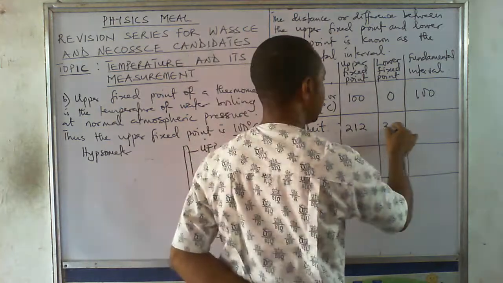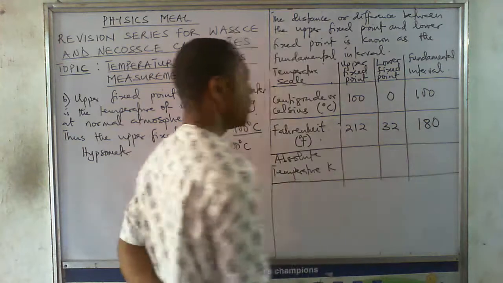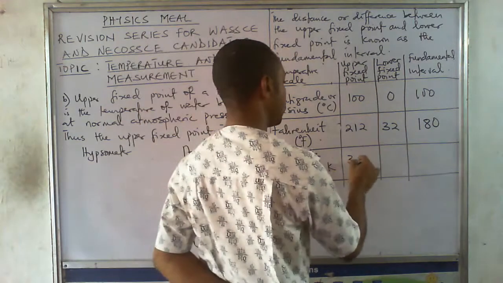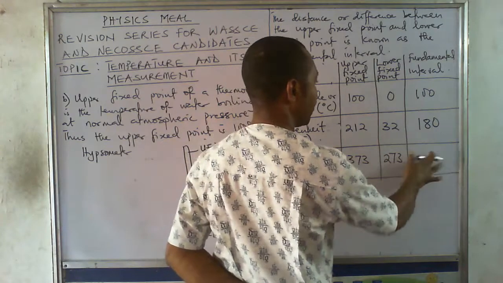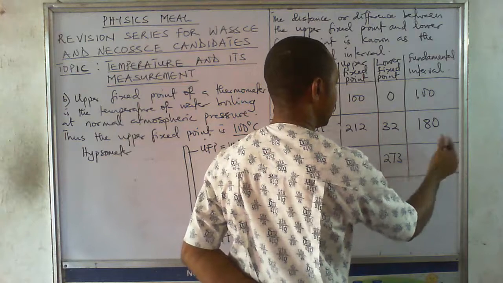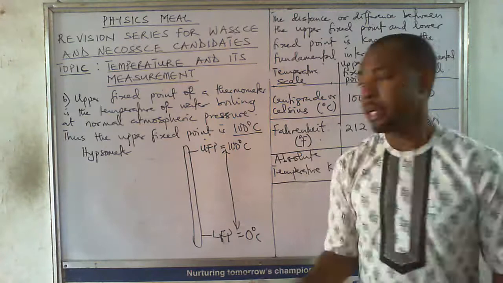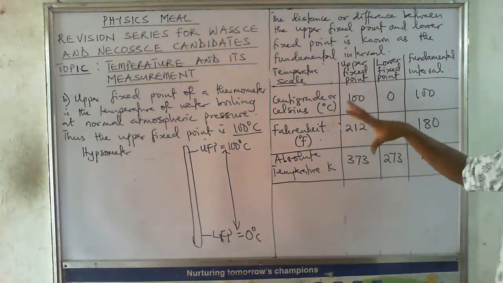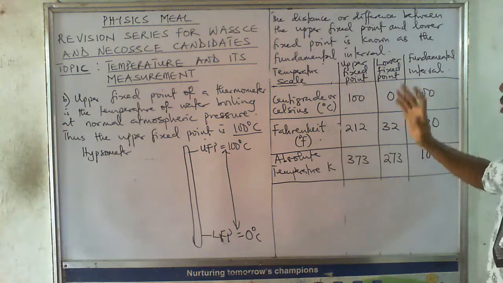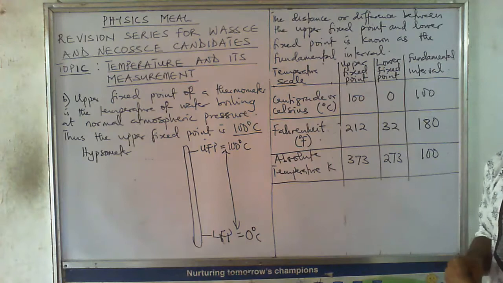Now, for Fahrenheit, the upper fixed point is 212. The lower fixed point is 32. And the fundamental interval is 180. Absolute temperature, upper fixed point is 373, lower fixed point 273, and the fundamental interval is going to give us still 100. All right. That's it. So this table shows us the upper fixed point, the lower fixed point, and the fundamental interval for each of the temperature scales that we have considered.